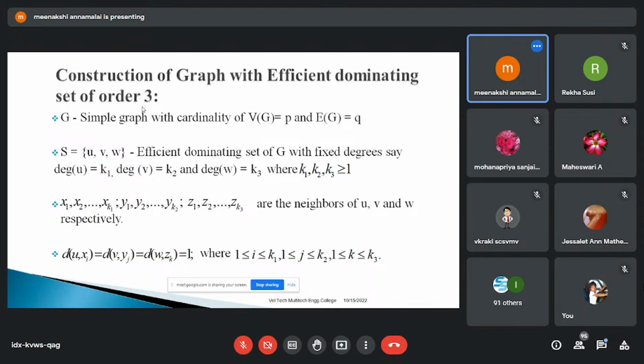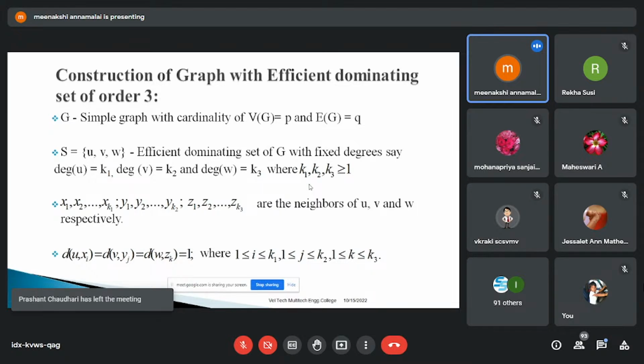So G is a simple graph with cardinality of V(G) equal to p, and its edge set cardinality is q. S equal to {u, v, w} is an efficient dominating set of G with fixed degrees. This fixed degree depends on u. I fix here degree of u is k1, degree of v is k2, degree of w is k3, which is fixed first itself. Then only we can construct the network, where k1, k2, k3 are greater than or equal to 1.